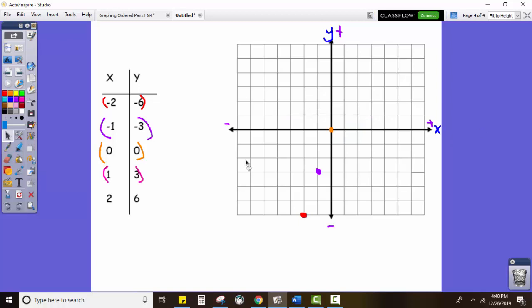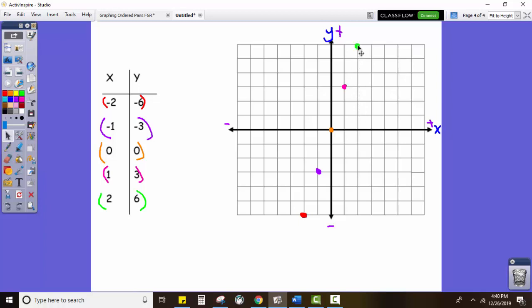Then I have 1, 3. So I start at 0. The x value is 1, +1. So over to the right 1. And then +3 for the y value, up 3. 1, 2, and 3. And last one is 2, 6. So I start at 0, 0, over 2, 1, 2, up 6. 1, 2, 3, 4, 5, and 6 up at the top.